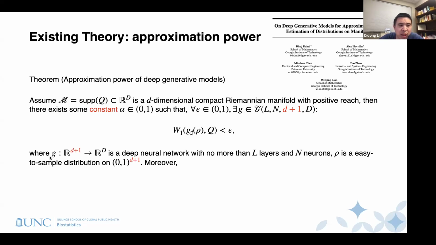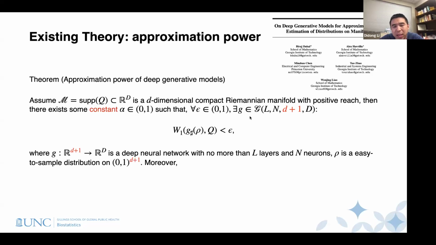where this G is a function from a low-dimensional space, D plus 1, to the original data observation space in dimension capital D. Moreover, there are no more than L layers in the neural network, no more than N neurons in the network. And here, rho is an easy-to-sample distribution on the simple unit cube. For example, it can be truncated Gaussian, it can be uniform, it's up to your choice.